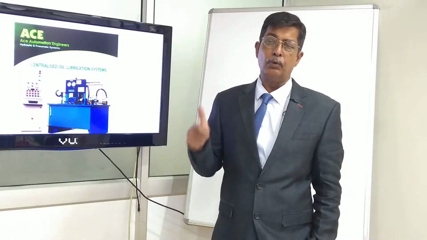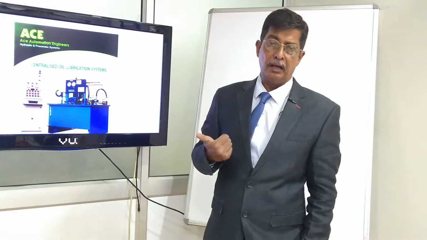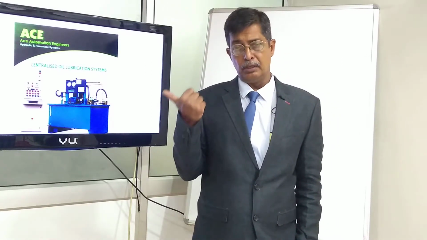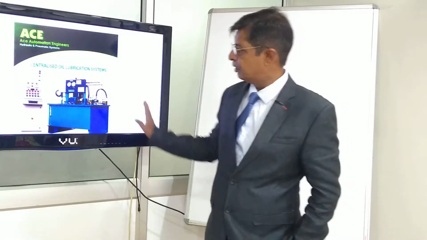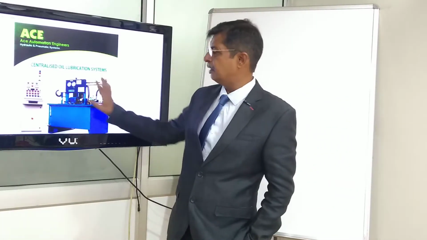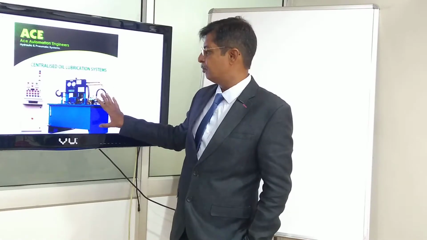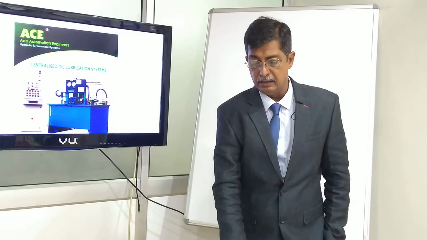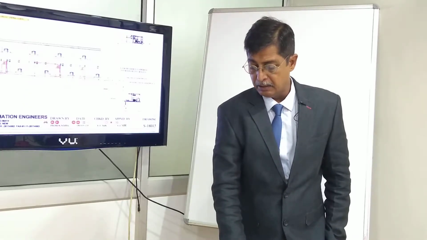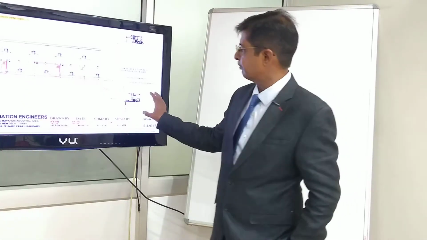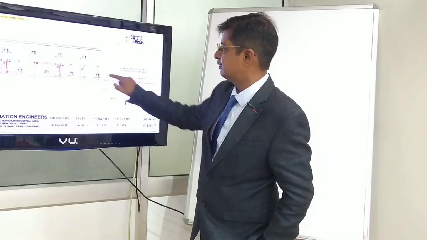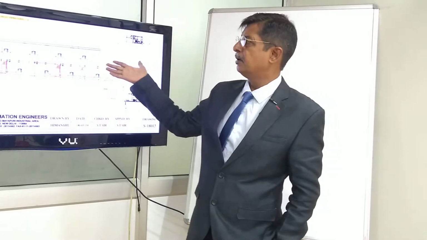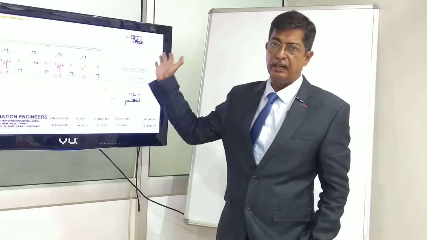So I'm done with explaining about what we need to do with the lubrication system. The second part of the challenge is the piping. So this is my lubrication system. I have taken the example of a paper mill. The red line represents the pumping line. The oil from the pump is going in this red line and getting distributed all across.